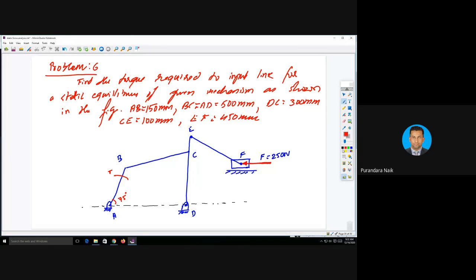And one more distance is given in the problem, okay? Just mention this distance, please. This distance is given, the height is given, that is 200 millimeter.